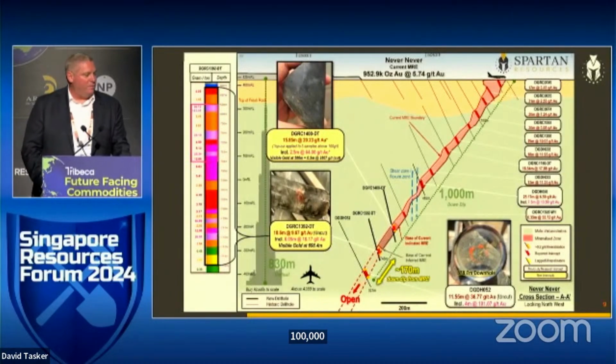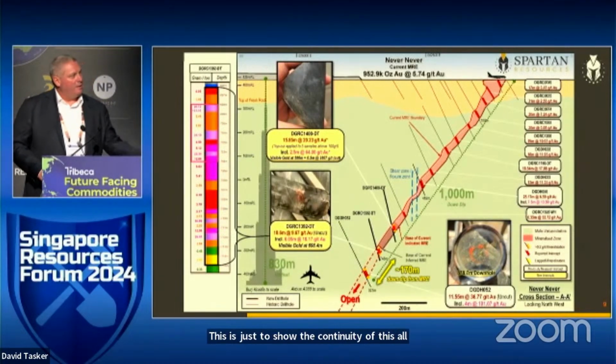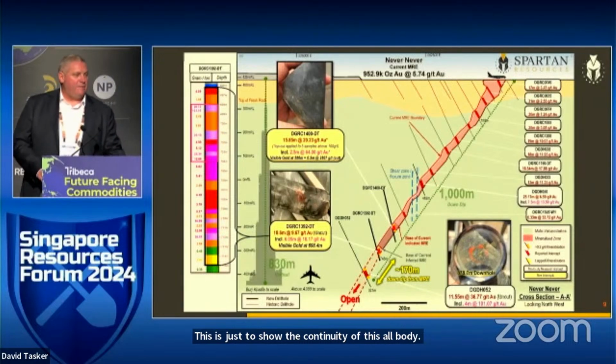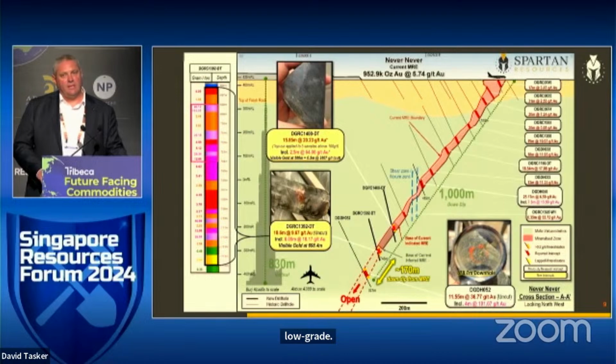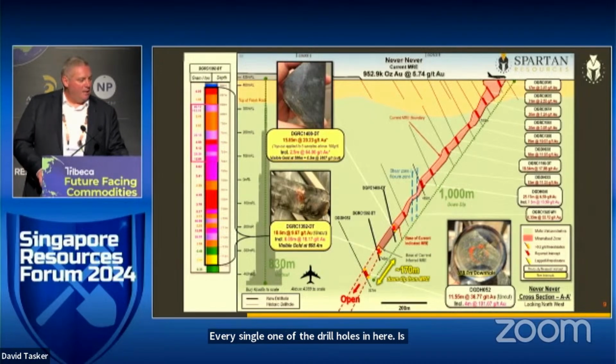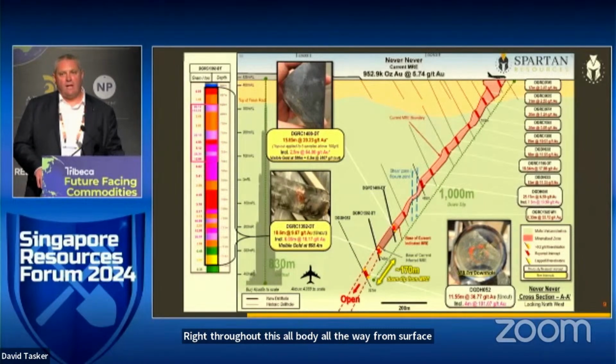This is just to show the continuity of this ore body. Also have a bit of a laugh. That's the Burj Khalifa on the left-hand side there, an A380 for scale. So this is a giant system that we've discovered here in the middle of a goldfield system that was thought to be low grade. Every single one of the drill holes in here is incredibly high grade. I'll go through some of the highlights right throughout this ore body, all the way from surface down to over 830 metres. We've been hitting visible gold and very high grade, thick intersections.